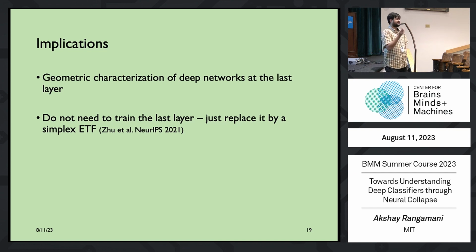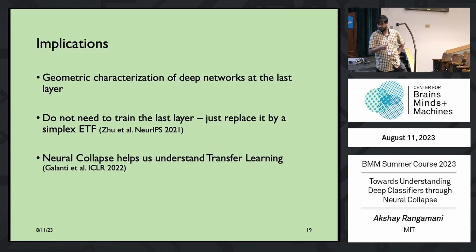But yeah, essentially, you could also think of it as replacing the class labels. Instead of training against the one-hot labels or the class labels, you're training against the simplex ETF. Then neural collapse also helps us understand transfer learning.